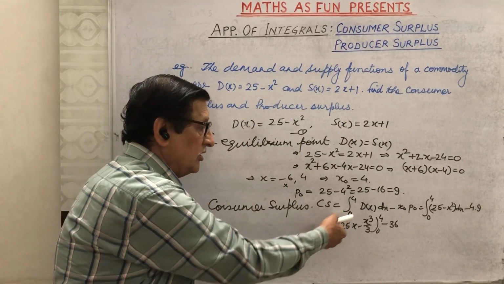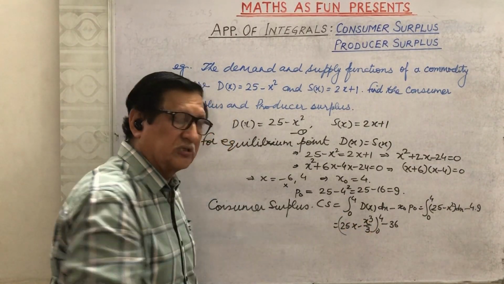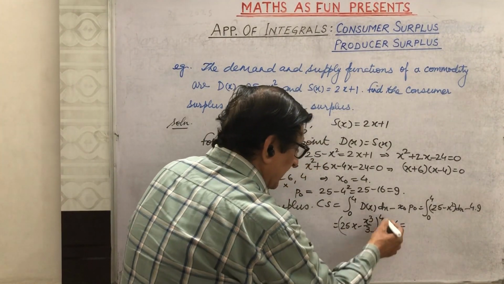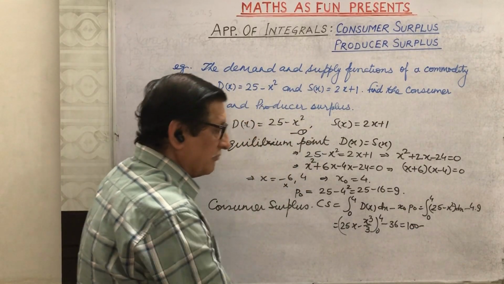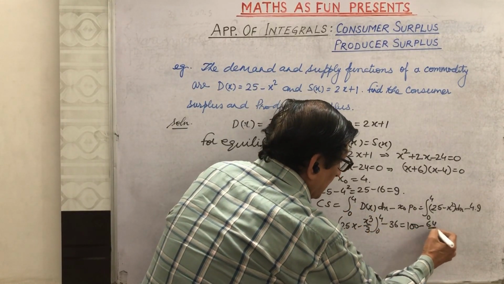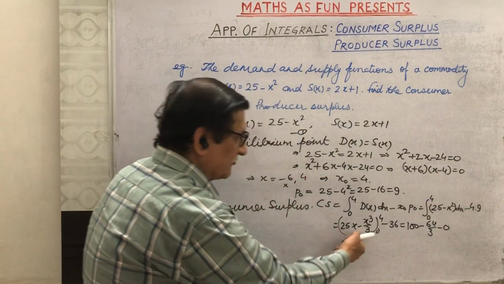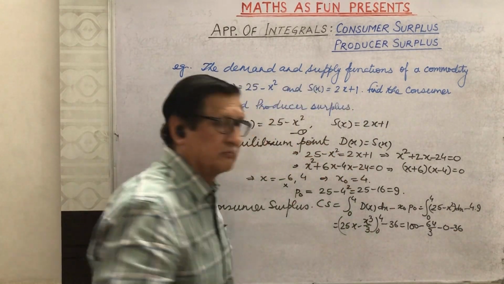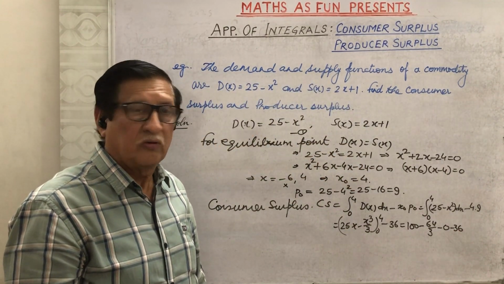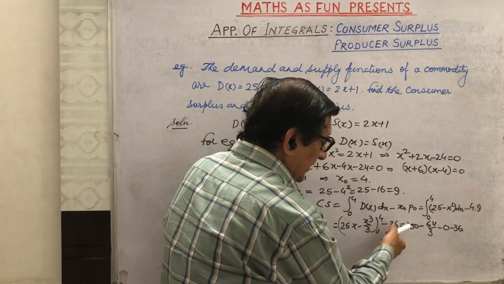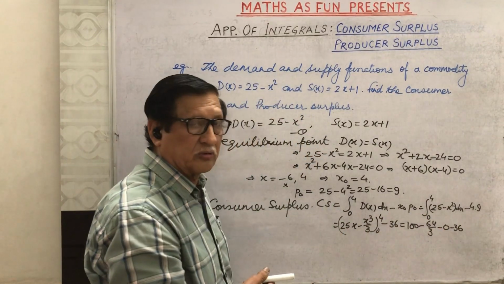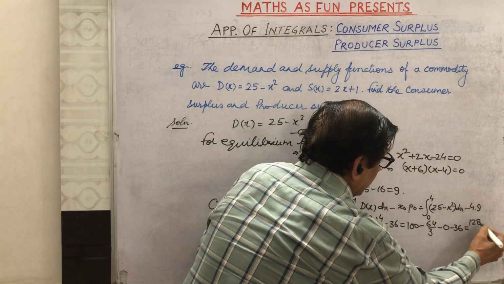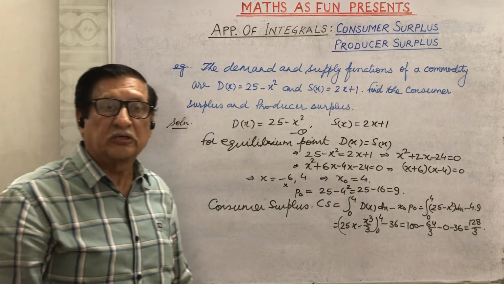To find the value, we have to put the value of 4 here minus that of 0. And then we get 25 into 4, which is 100, minus 4 cube, which is 64, by 3, minus 0, because when we put 0 this will be 0, minus 36. Which comes as 100 minus 36 is 64. 64 minus 64 by 3 will be 128 by 3, which is the consumer surplus.